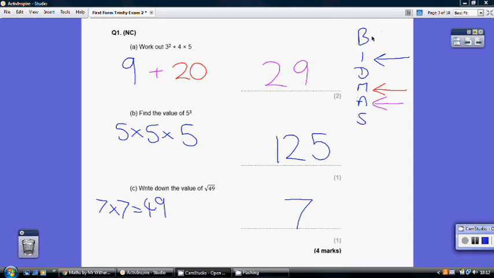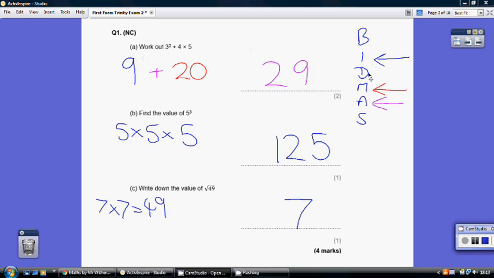So the first thing is brackets. Do we have any brackets? No, we don't. Now the I stands for indices, which means powers. Do we have some powers? Yes, we do. That 3 squared is powers. So the first thing we do is the 3 squared. Now be careful, that does not mean 3 times 2. It means 3 squared, which is 3 times 3, which is 9. So that is the first thing we do. So we've got the 9 as our first part of our workings.